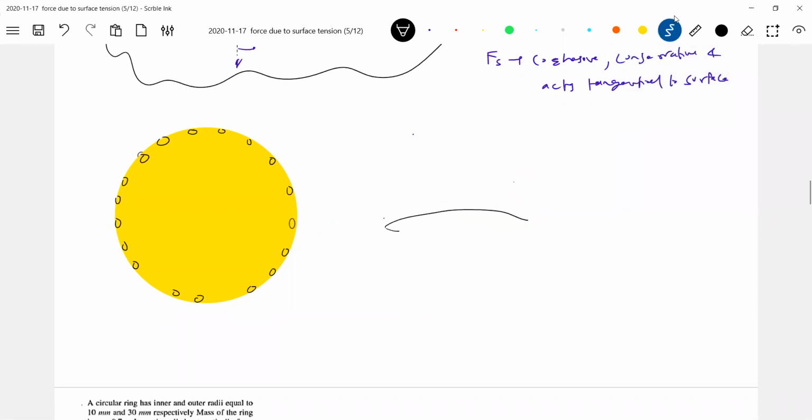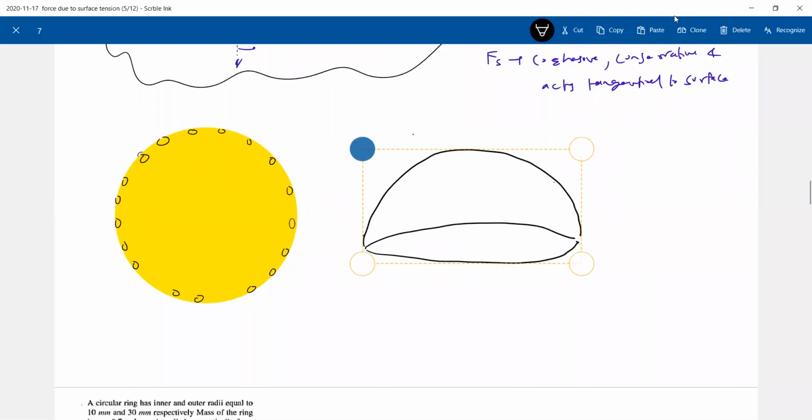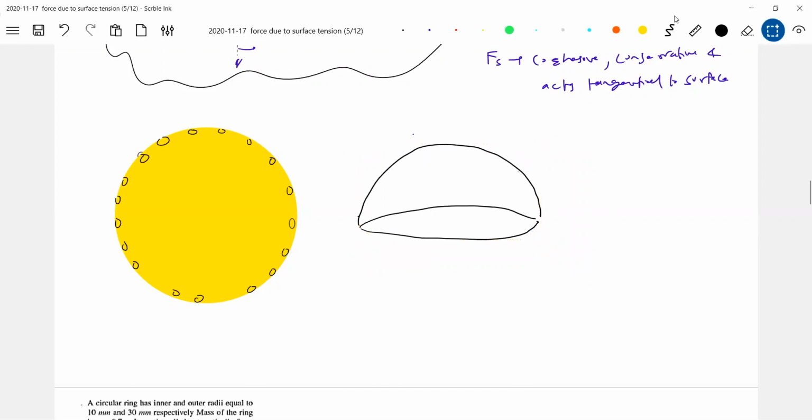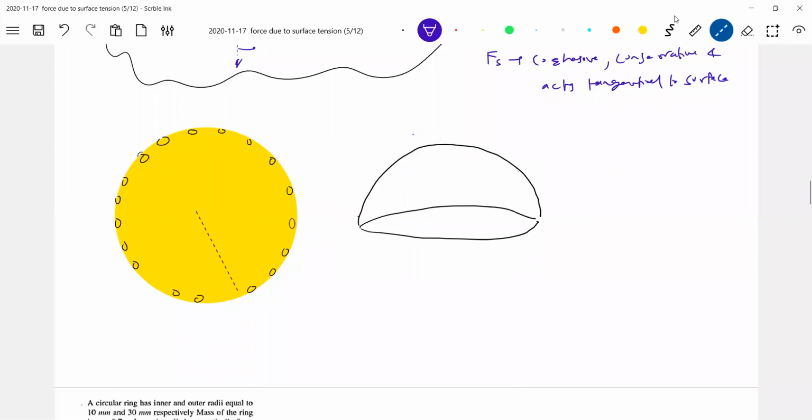Numericals will be very difficult unless you develop this particular visualization. Now what is this? This is half of the hemisphere, exactly half. There's a radius r. Now you tell me how the force should act here. It should act tangentially here like this.